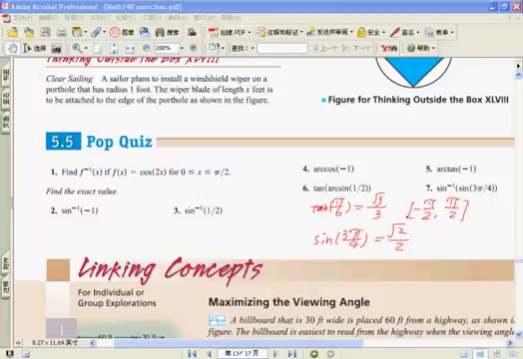Now, this time you can find the inverse sine of root 2 over 2. Now tell me, what is the angle? Pi over 4, right? Pi over 4. You see, pi over 4 is different from 3 pi over 4.